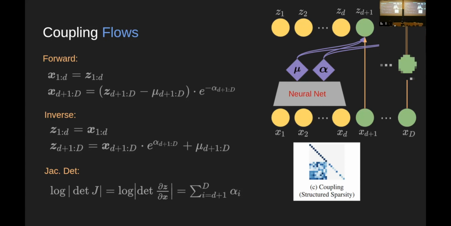And the other big benefit that I mentioned before is that this is fast in both directions. The reason is that here the neural network looks at this x1 to d. If you're coming from the other direction, the neural network can just look at that part instead, and so it can compute mu and alpha regardless of the direction you're coming from.